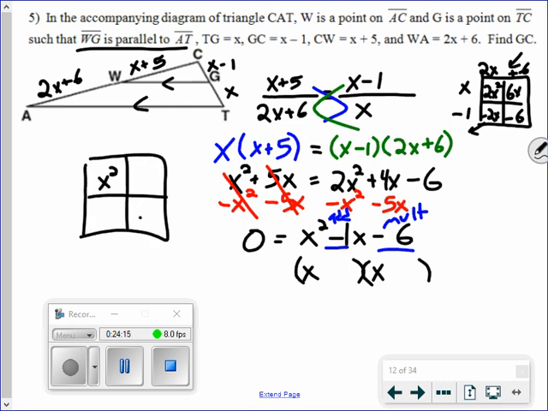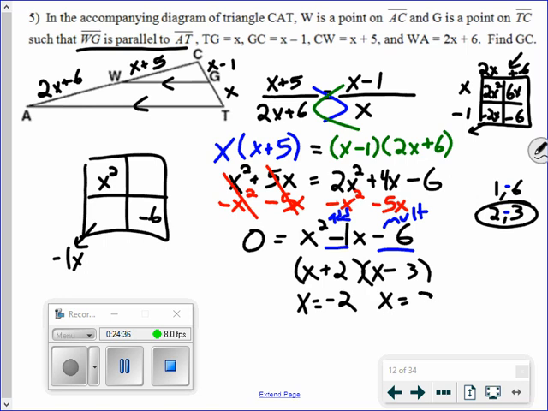I'd have x squared, negative 6, and negative 1x. My choices are 1 and 6 or 2 and 3. If I'm multiplying to a negative and adding to a negative, the bigger number is negative. And 2 and negative 3 would accomplish my task. So then I would set these equal to 0, which switches their signs.